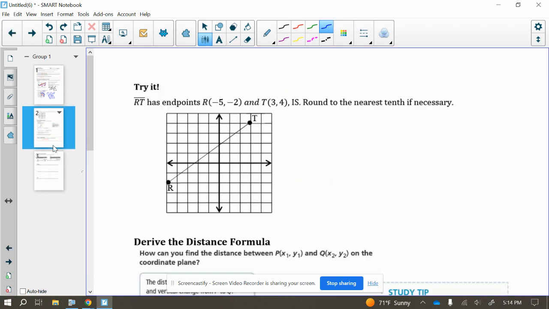Try the next example on your own. You are finding the length from R to T.